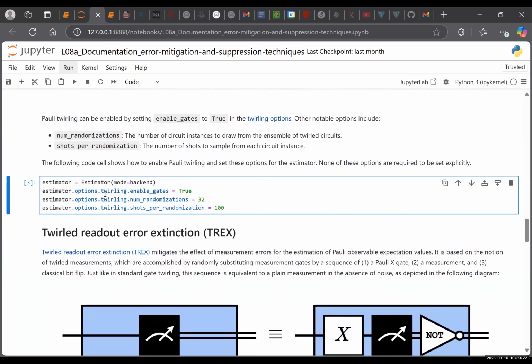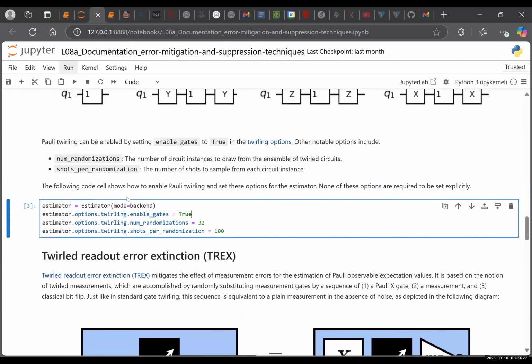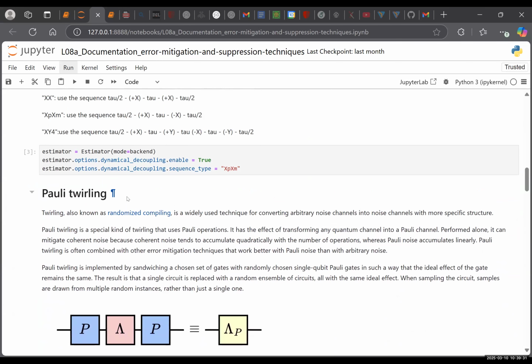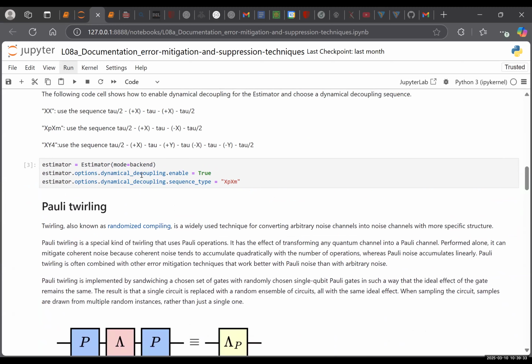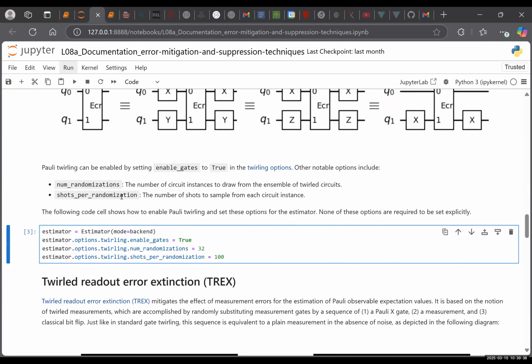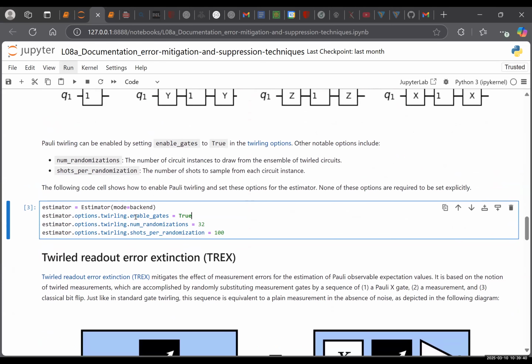So here, the estimator options, twirling. And previously we talked about dynamical decoupling. So you just say twirling. And what are the options? You want to enable that true, and you want how many randomized gates and how many shots per circuit.